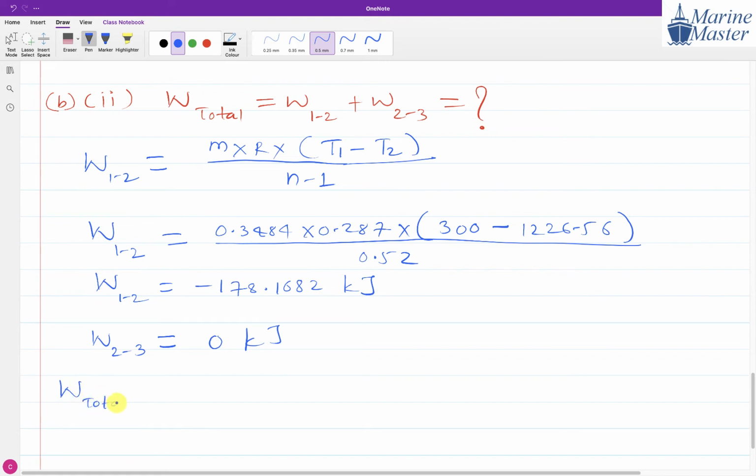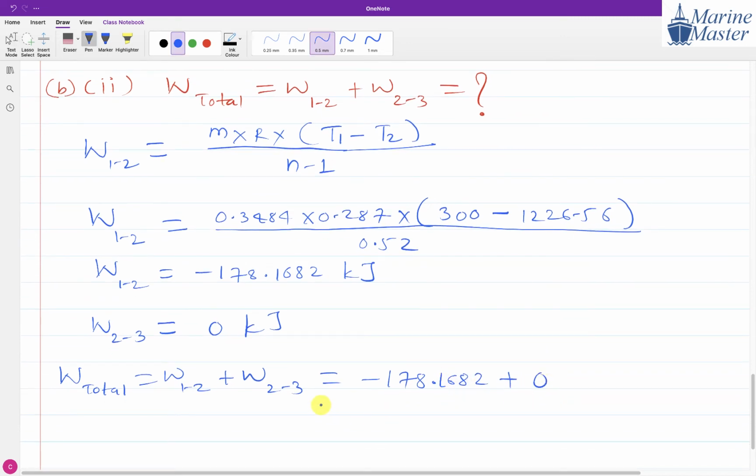Now W total will be W1-2 plus W2-3. W1-2 is minus 178.1682. W2-3 is 0. So if you add these, we will get... this W2-3 is 0.